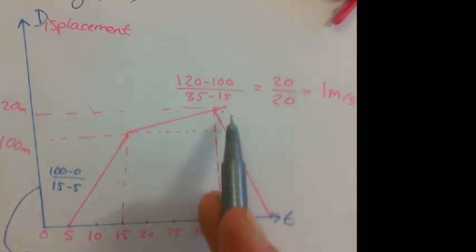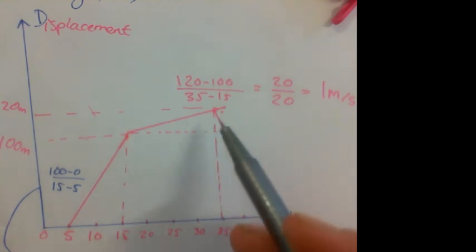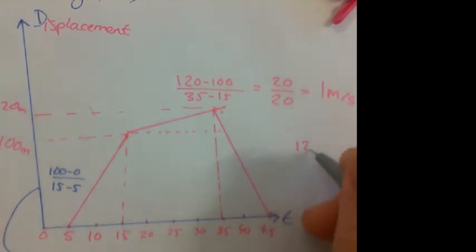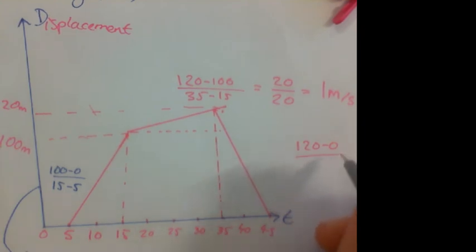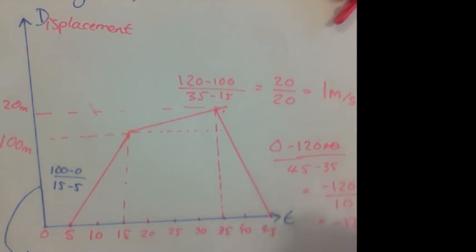Okay, and then I can work out what this one is here. So that's 40 and then 45. All I'm going to do is 120 to 0, so that's 0 minus 120 to be more specific, and 45 minus 35. So that means I've done minus 120 meters in 10 seconds. So I've done that in minus 12 meters per second.